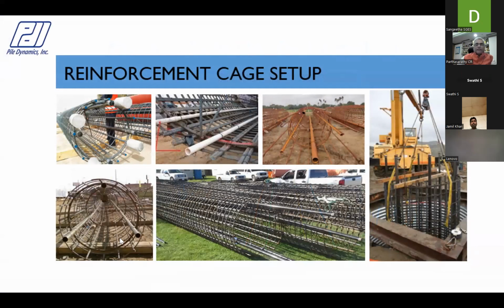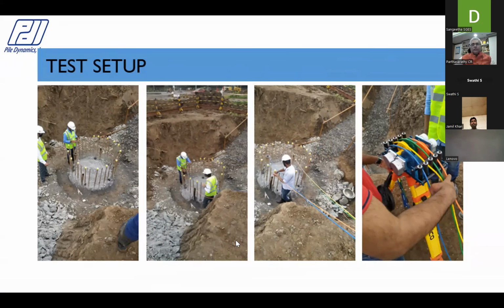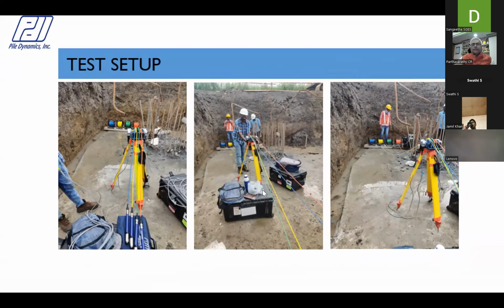Okay. And this is the reinforcement cage setup. So tie these access tubes along the reinforcement cage. And you prepare the test setup. This is a depth encoder, okay, which actually measures the depth as you pull the cables. The boys are ready to pull these probes, which are already in the access tube.